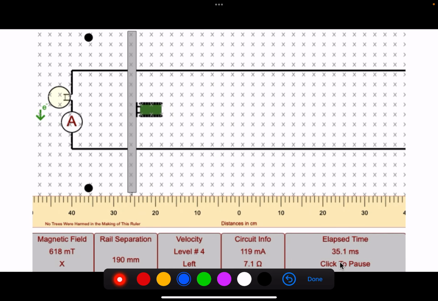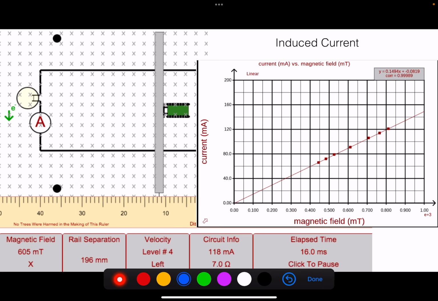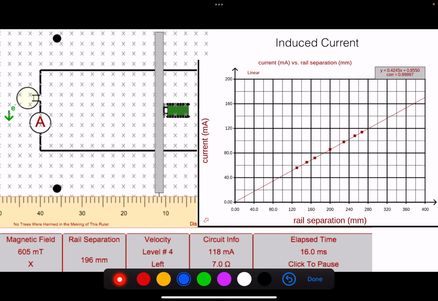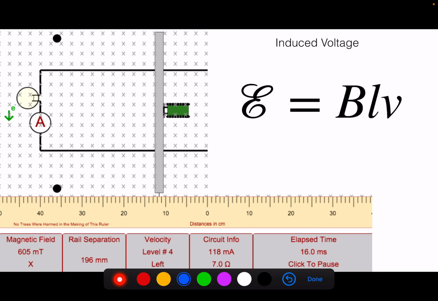We varied things like the magnetic field, the rail separation, and the velocity. We saw that all three of these changes produced a direct proportional graph. So more magnetic field gave us more voltage and more current. We saw that a bigger rail separation produced more voltage and more current. We saw that a higher velocity gave us more voltage and more current. This is the formula that emerges from that lab.